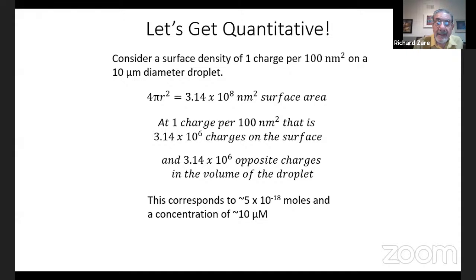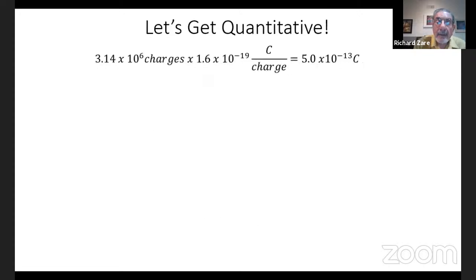And this corresponds, if you work it out, to 5 times 10 to the minus 18 moles and a concentration of about 10 micromolar, and not much, okay? Now let's convert this into coulombs. To do that, we need to know the charge of an electron in coulombs, and that's put in here, 1.6 times 10 to the minus 19. Trust me about the math, it comes out to be about 5 times 10 to the minus 13 coulombs.